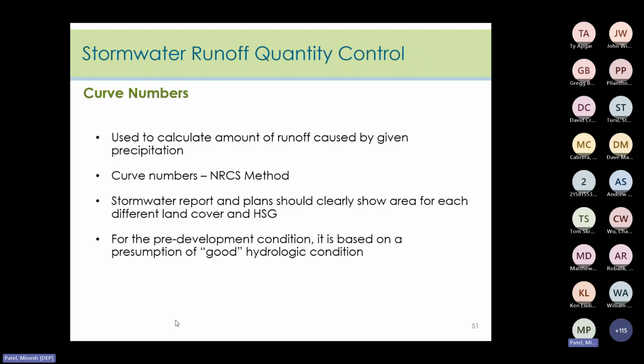Curve numbers are associated with the NRCS methodology and are used to calculate the amount of runoff caused by a specific amount of precipitation. The reviewer must be sure that the curve numbers correspond with each specific area based on land cover and hydrologic soil groups. The curve numbers are based on a presumption of good hydrologic condition unless the design engineer provides evidence showing different conditions. Again, this was covered in Module 2.